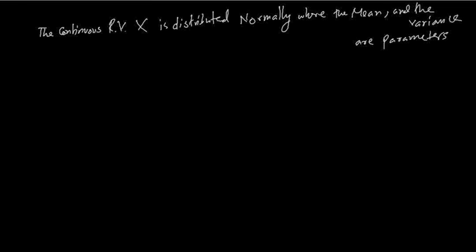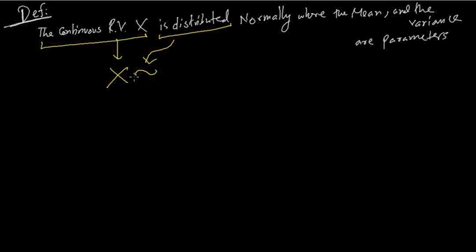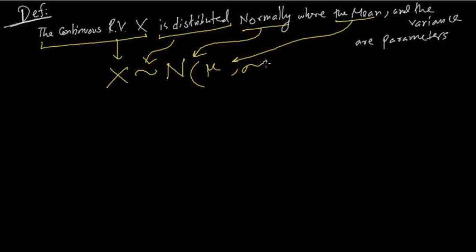So this is how we define it mathematically. For this continuous random variable x, this is written as x is distributed, given by this wavy symbol, which means distributed normally. The symbol for the normal distribution is capital letter N, and the parameters are given in brackets. For mean we write mu, and for variance we write sigma squared.